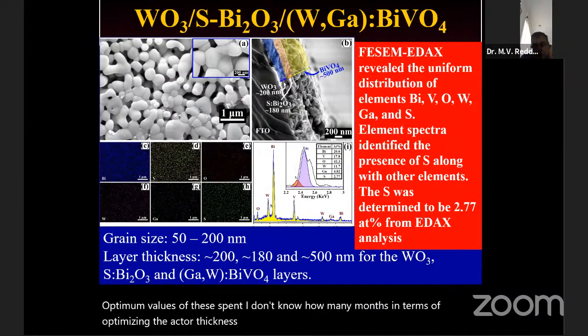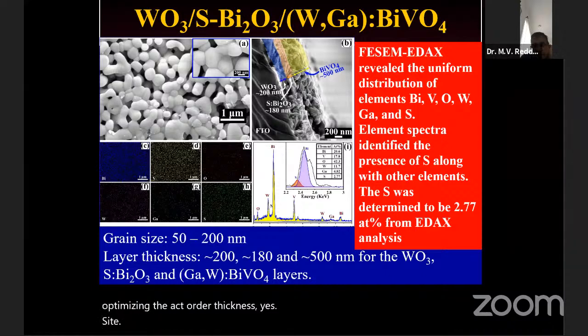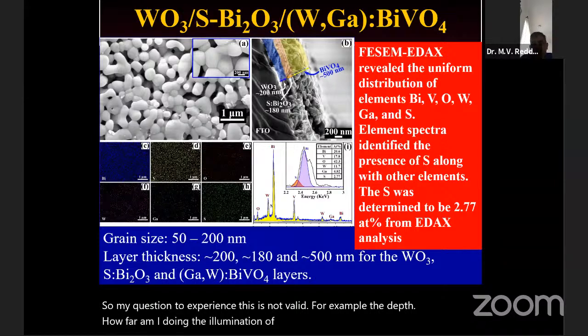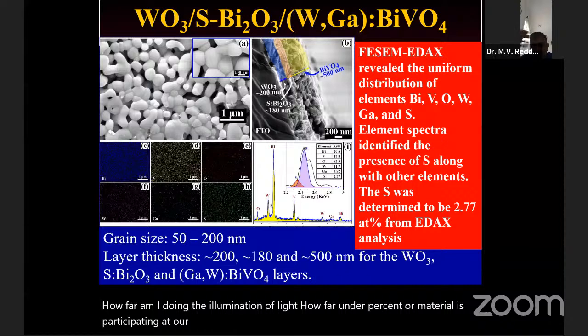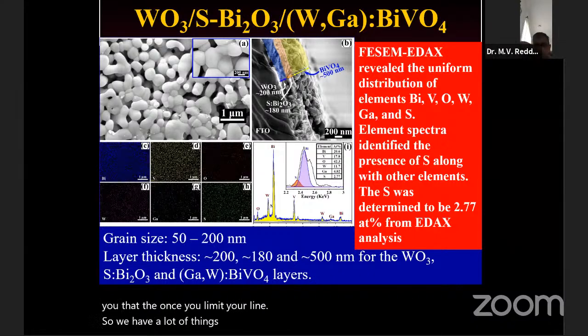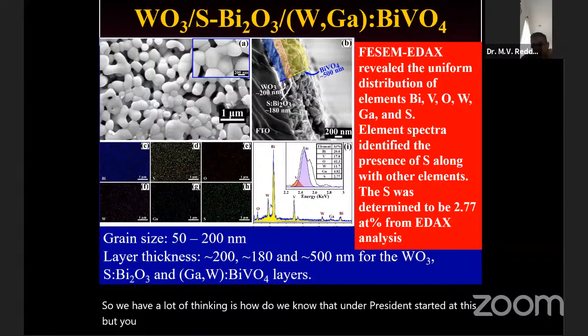Overall, it's a very nice, interesting idea. So one more quick question, according to your experience, with this bismuth vanadate, for example, while doing the illumination of light, how far is 100% of the material participating, or is there any trick? Just out of curiosity, once you illuminate your light, you have a lot of layers. How do you know that 100% has gone to depth?